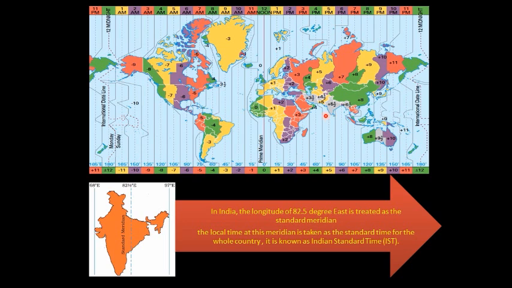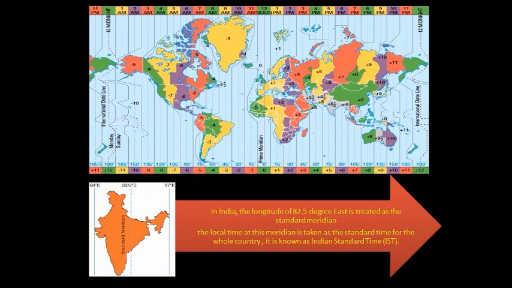Our country India, which is located in the eastern hemisphere, is 5.5 hours ahead of Greenwich Mean Time, that is the 0 degree prime meridian. And the longitude 82.5 degrees east, which passes through Allahabad city, is considered as the Indian Standard Meridian.